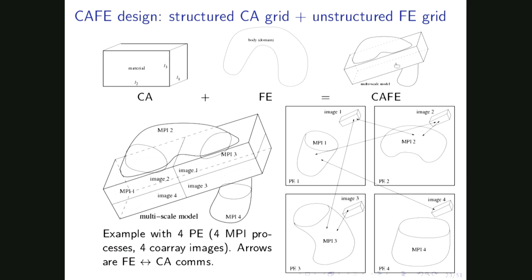So this is a schematic of the CAFE model: this shoebox of the microstructure positioned somehow within an irregular unstructured FE grid. A major assumption is that there is always an identical number of coarray images and MPI processes, so that each processing element, or PE, will have a chunk of the CA microstructure and a chunk of the FE mesh. What you see here is an example with four processing elements. The shoebox is split into four parts, four images, and the FE mesh is split somehow into four MPI chunks.